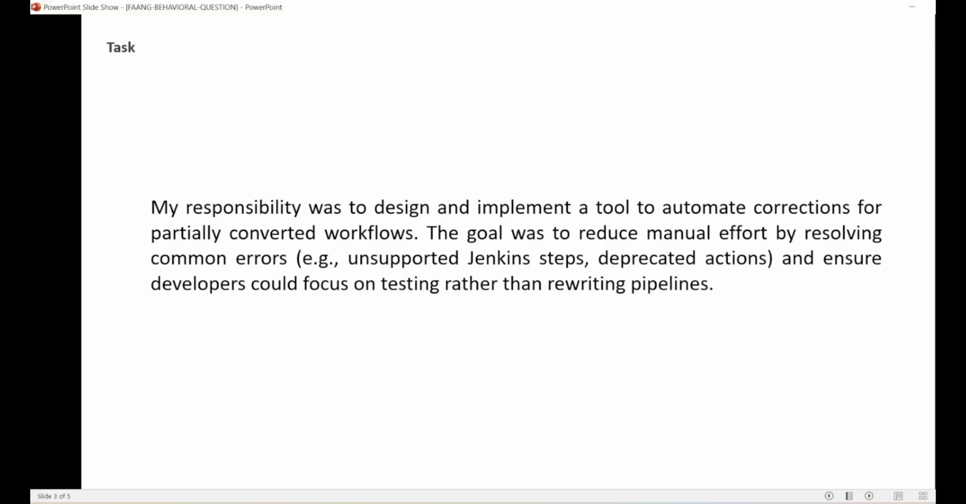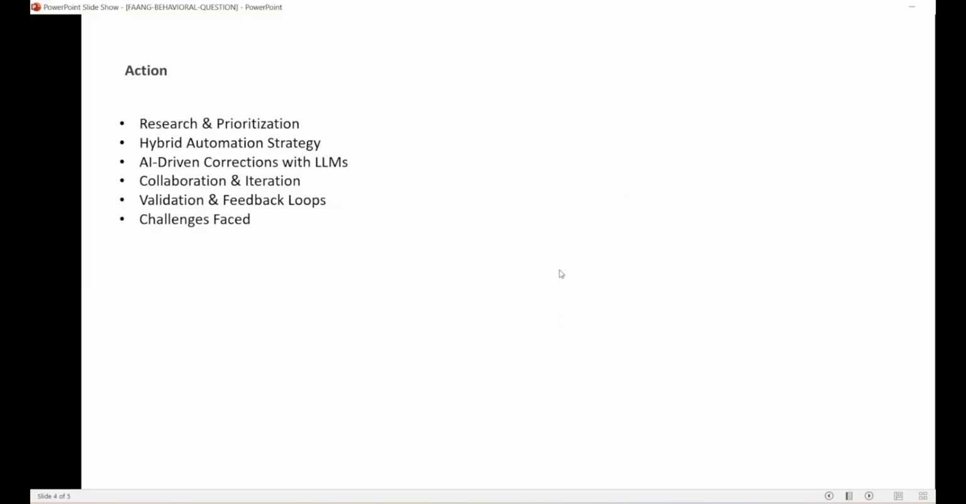Okay. And then let's talk about in this task what actions you did, right? That is also important. So with respect to task, we are clear, and action.